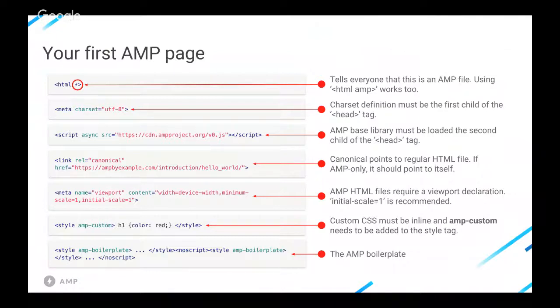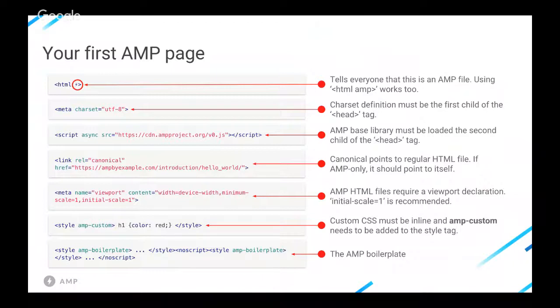It's basically enabling you to use some of the AMP features, for example, images in AMP, and it allows you to add some extended components. The extended components have the AMP library as a dependency. What's important about the AMP base library is that it must be loaded as the second child of the head tag. So it's very important to keep that order to ensure that it's valid.